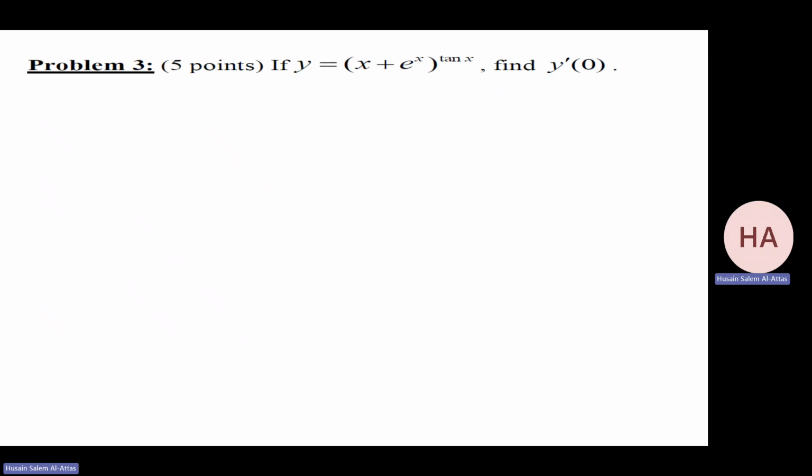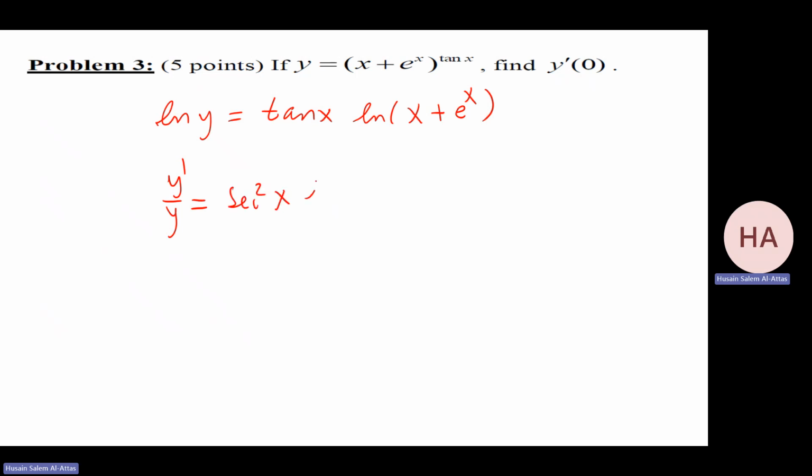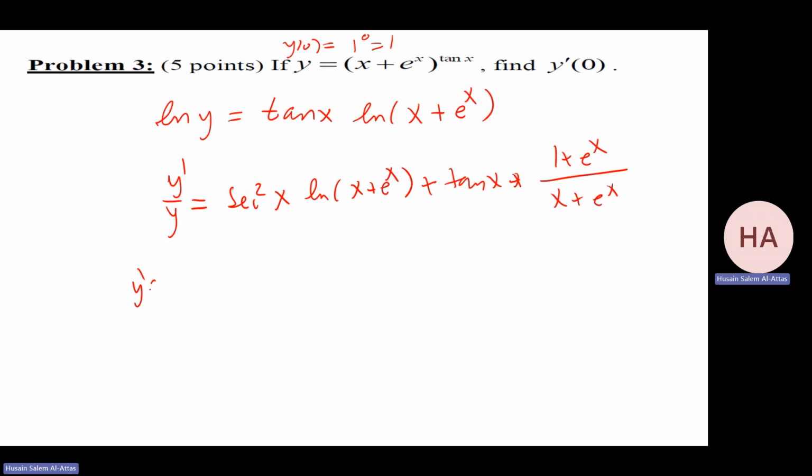y equal this, find y prime at 0. Take ln y: tan x ln x plus e to the power x. Okay. Now differentiate: y prime over y will be what? Secant squared x ln x plus tan x times 1 over x plus e to the power x. I have 1 plus e to the power x at 0. y at 0 is what? 0 plus 1, 1 to the power 0, which is 1. So this is y prime at 0.